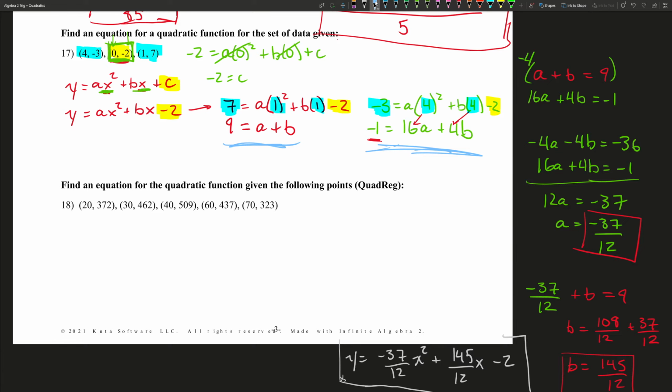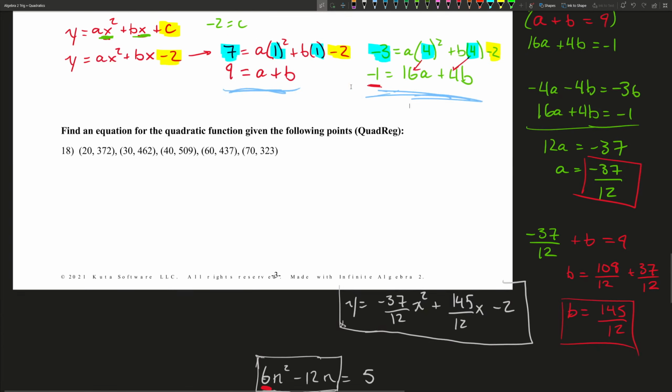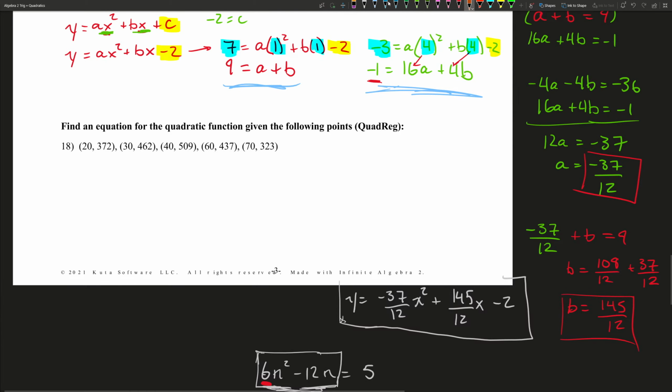All right, this last question, I can't show you exactly how to do it, but if you have a calculator in front of you, I can at least guide you. On this problem, I'm going to give you a set of data, which is just a bunch of x's and a bunch of y's.